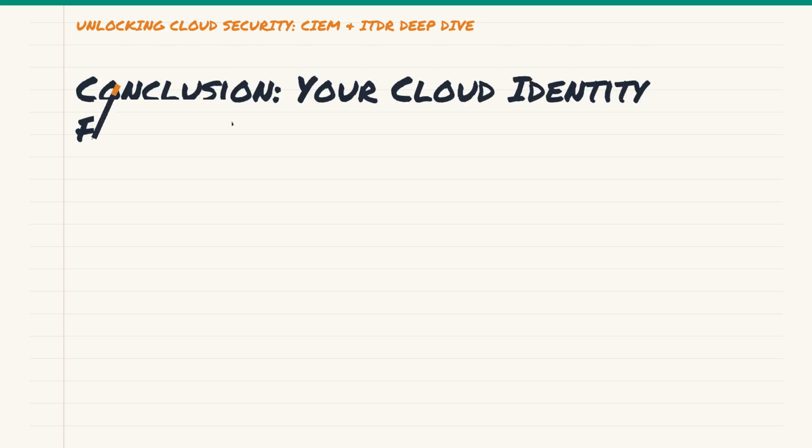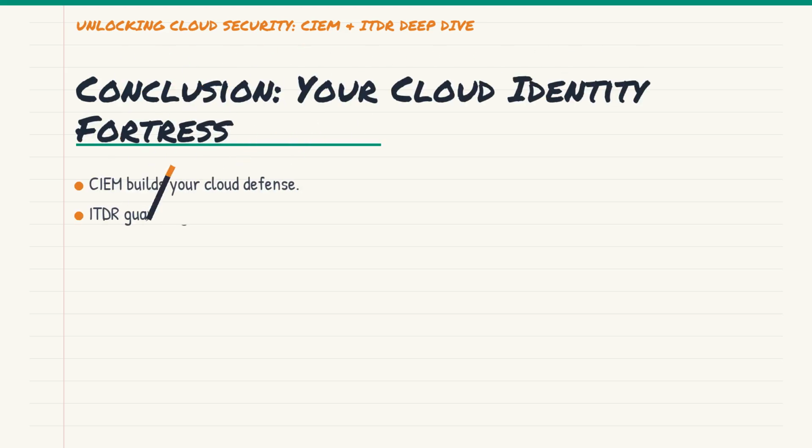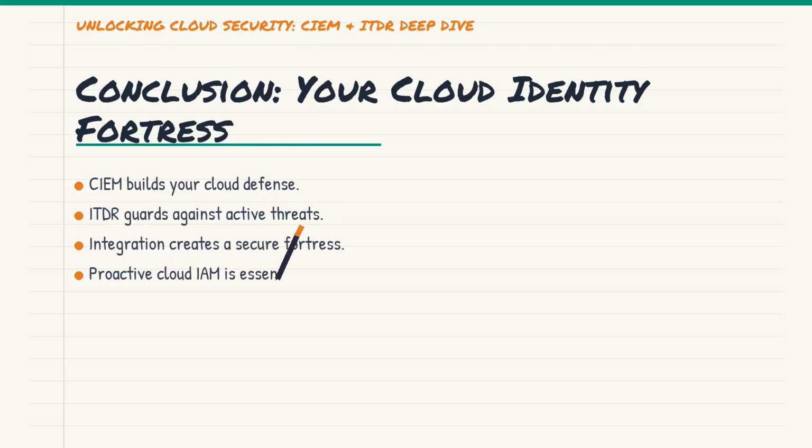So, to wrap it up, SIEM and ITDR are not just buzzwords. They are essential pillars of a robust cloud identity security strategy. SIEM fortifies your defenses by fixing misconfigurations and excessive permissions, while ITDR acts as your vigilant guardian, detecting and responding to active threats. By integrating these powerful capabilities, you can build a truly resilient and secure cloud environment. It's about moving beyond basic access controls to a proactive, intelligence-driven approach to cloud IAM.